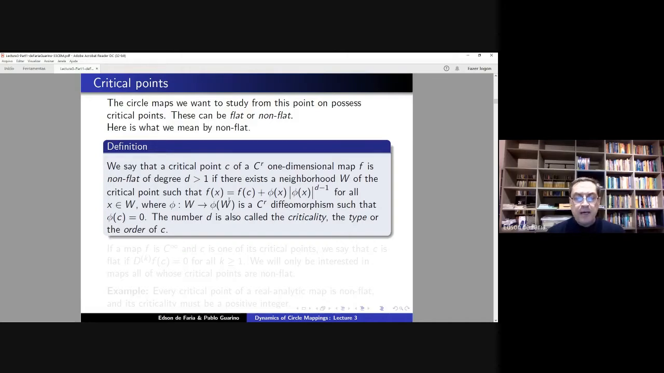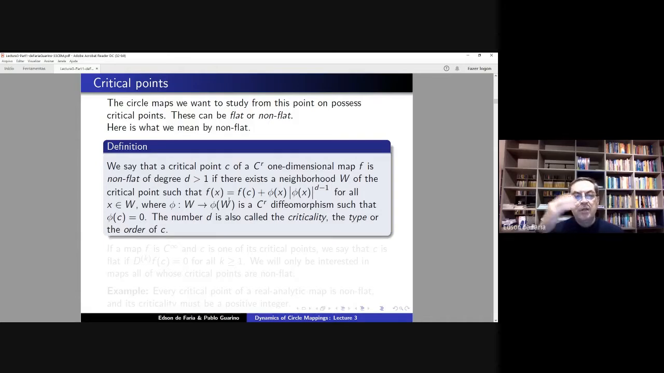So this phi is just like a C^r diffeomorphism. So essentially what this means is that up to a change of coordinates, the map looks like x goes to x to the d, or x times the modulus of x to the d minus 1 near the origin, okay? So near c, that's the way the map looks. And so the number d, which is the degree, is also called the criticality or the type of the critical point, or the order also. Okay, so this is what a non-flat critical point looks like.